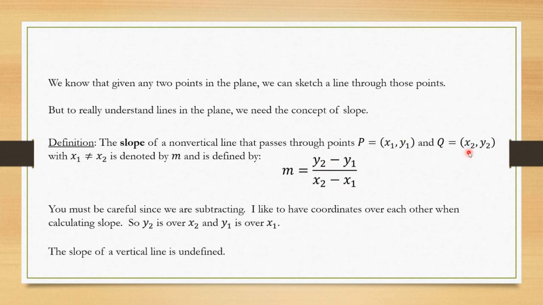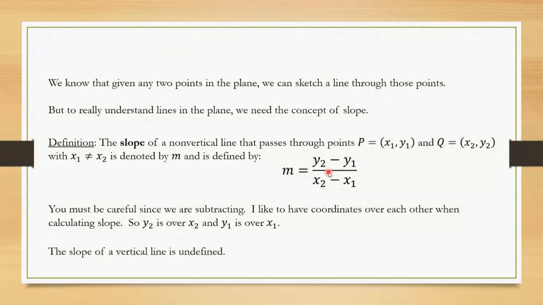So for instance, if you look at Q, right? Q, you have the coordinates x2 and y2. Notice here in the slope formula, I have y2 over x2 directly. Both of them are in front of the minus signs, if that helps. And for P, x1, y1, I have y1 directly over x1.